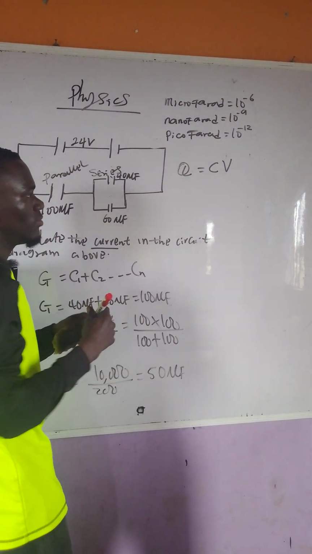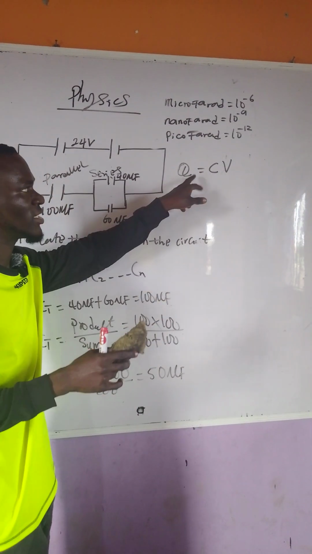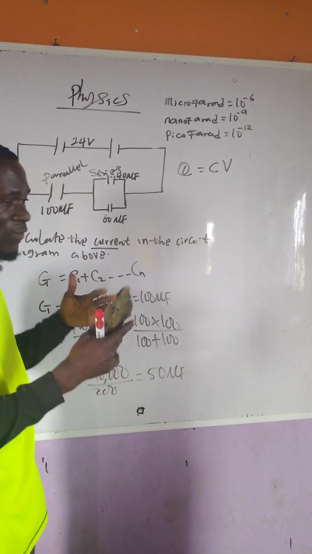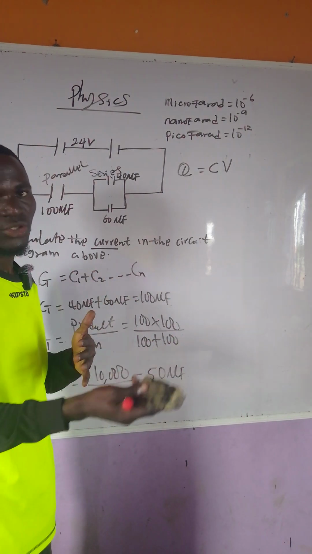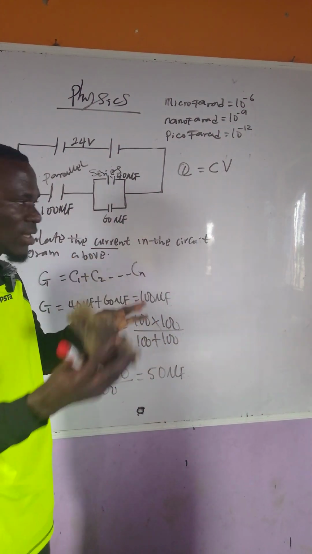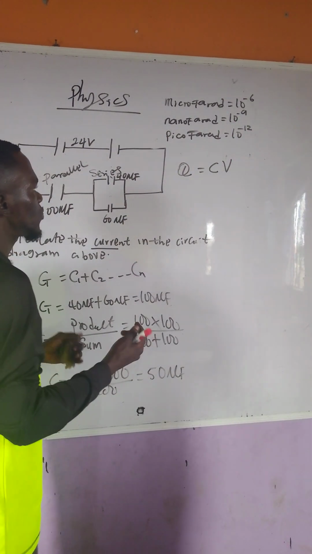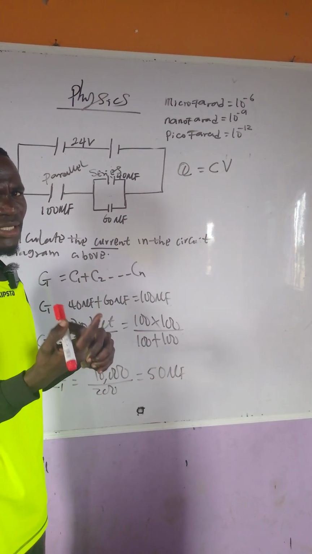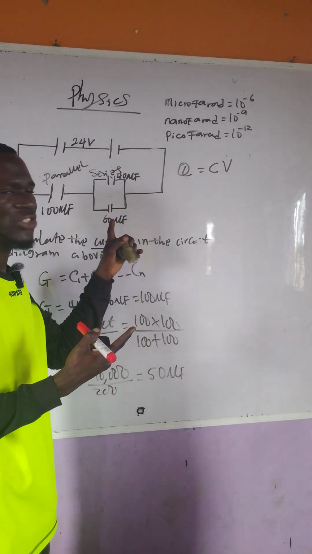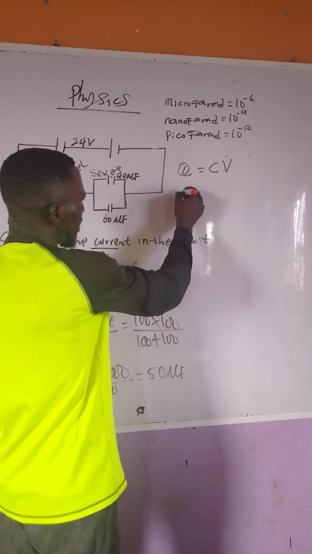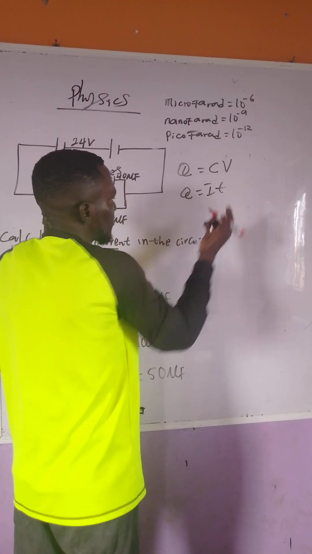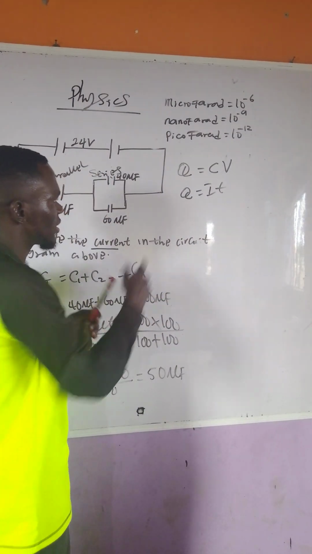It's from this formula that we derive the equation for capacitors in series and parallel. So let's go. Before we can get a current, we need to get the charge, because basically charge equals current times time.